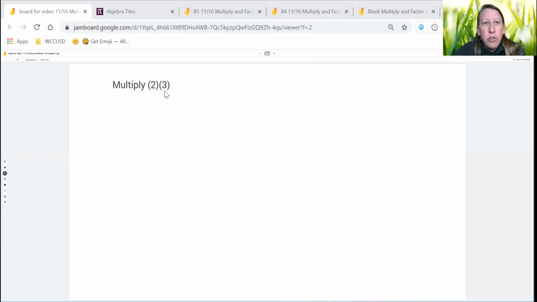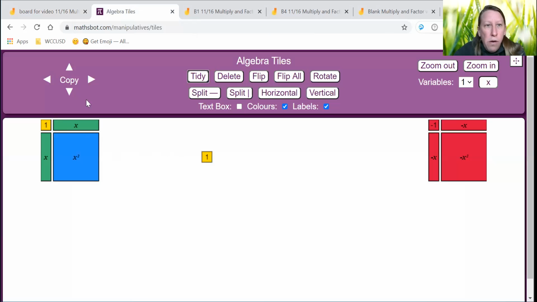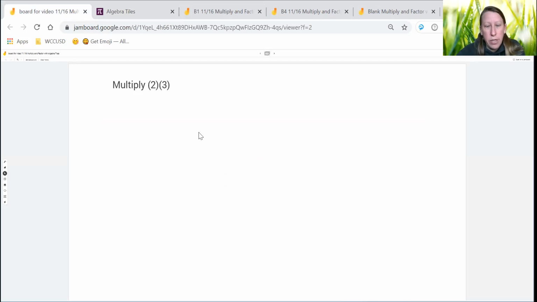So if I want to multiply 2 times 3, I would just go like this. I would take 2, and I want 3 groups, okay? And then maybe you remember that if you have 3 groups of 2, you could organize it in a rectangle. So we know that 2 times 3 is 6. And the reason we know that is because that's what it means to multiply.